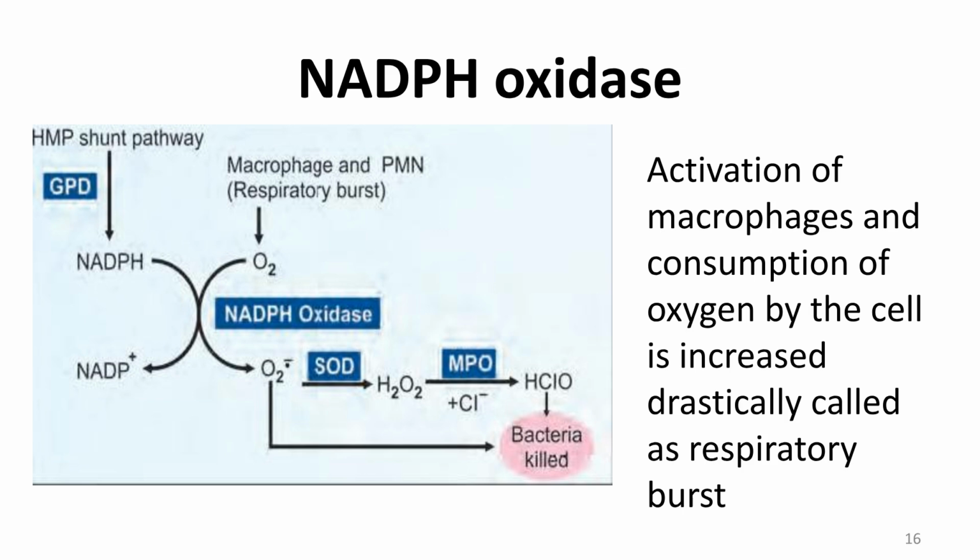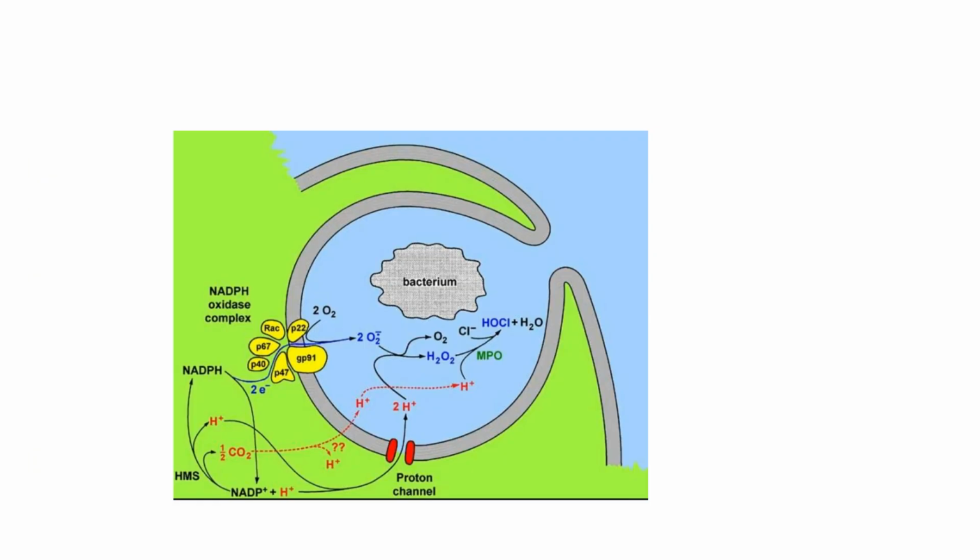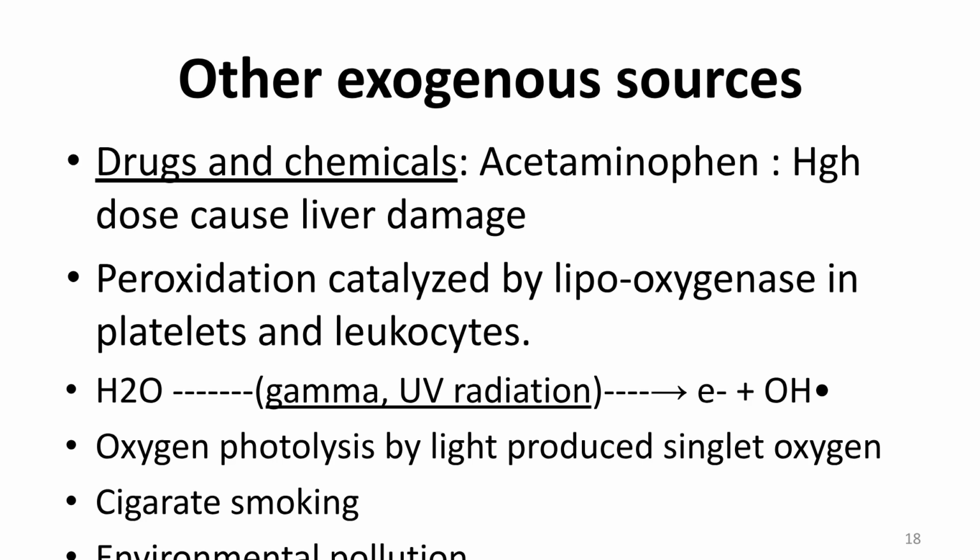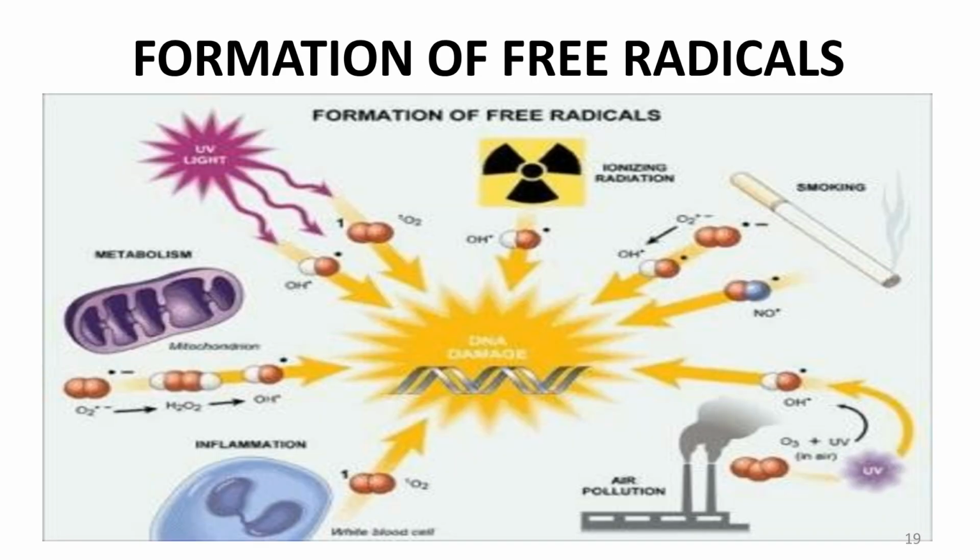The respiratory burst is a critical process where neutrophils, eosinophils, monocytes, and macrophages produce superoxide anions via the NADPH oxidase enzyme during phagocytosis. The activation of macrophages drastically increases oxygen consumption, which is known as the respiratory burst, involving NADPH oxidase. This scene provides a visual representation of the NADPH oxidase complex involved in the respiratory burst. This slide shows a diagram of the components and steps involved in the production of superoxide by NADPH oxidase.